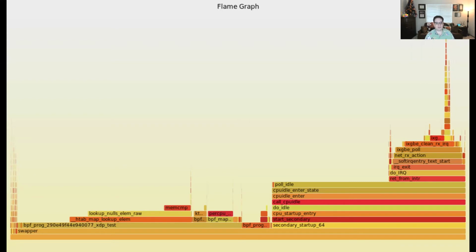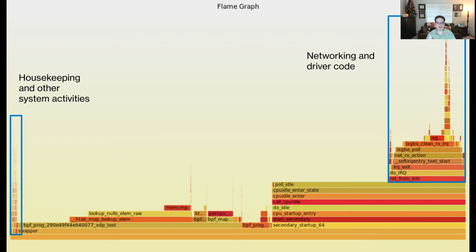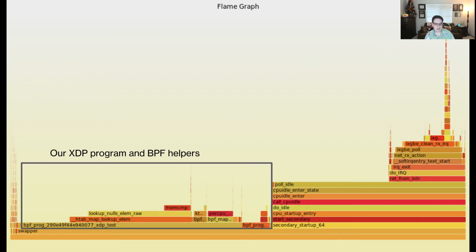These are very nice. You can see there's lots of information packed in a single image. Here I've highlighted in several boxes the support code that's going on. On the right side, we have the network and the new API code and the driver code. And on the left side, we have some various housekeeping and system activities. In the box I've highlighted here, this is actually our XDP program running. You can see it has much less height to it.